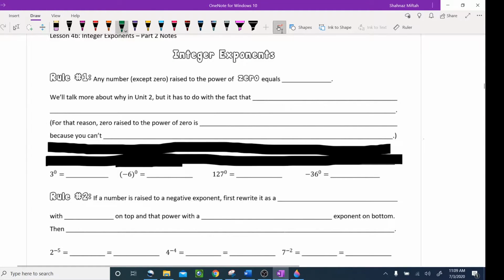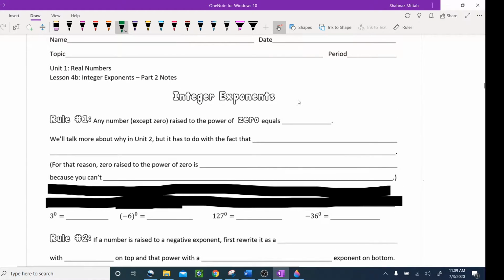Good morning, everybody. Today we are working on part 2, lesson 4b, integer exponents. Last time we did negative bases, just the basics of integer exponents. Today we are doing something in detail with different rules.